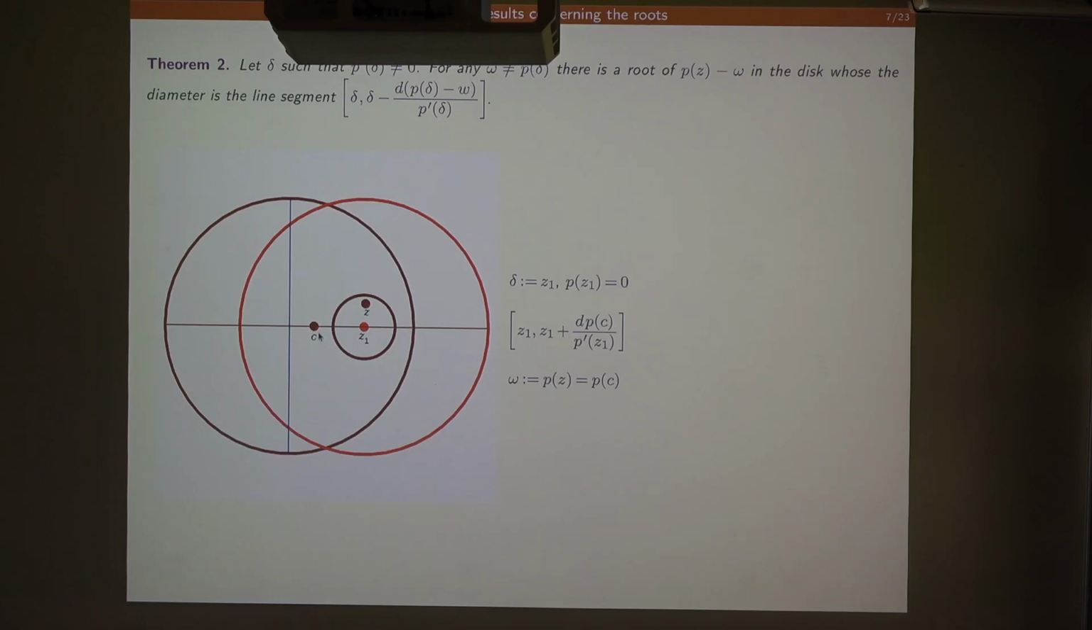The evaluation of the polynomial in C equals, there exists Z in this circle, in this small disk, such that the evaluation of the polynomial in Z equals the evaluation of the polynomial in C. It is a very important property.